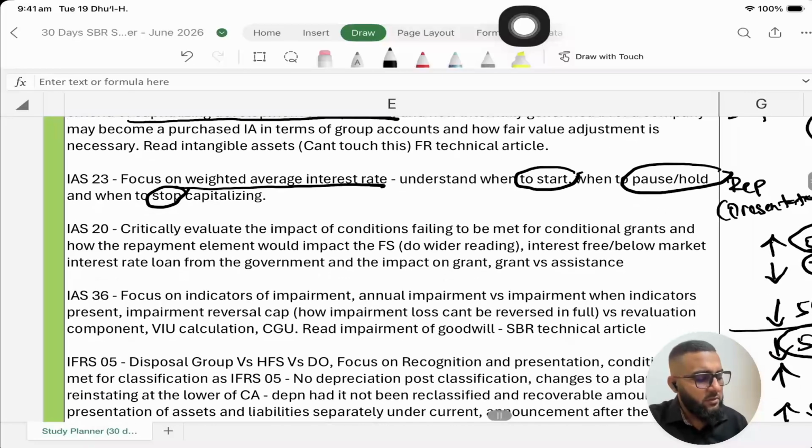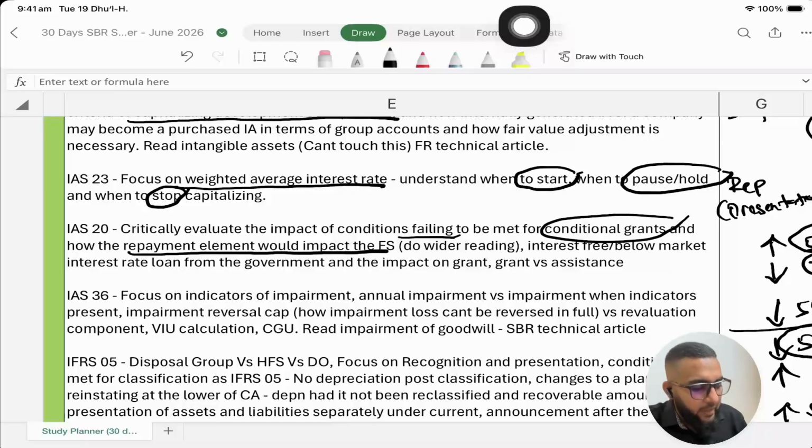Then IAS 20. Here you should be in a position to critically evaluate the impact of conditions failing to be met for conditional grants, and how the repayment element would impact the financial statements. When conditional grants are given, there are conditions attached to them, so you can continue to recognize them as long as the conditions are met. But what happens if the conditions stop being met or fail to be met? How are you going to account for that? Because now you can't keep that money. That money is not yours. The conditions are not met. You'll have to return it to the government. How are you going to treat those?